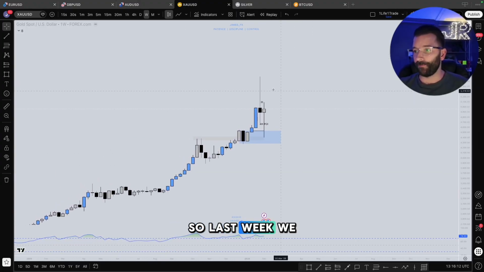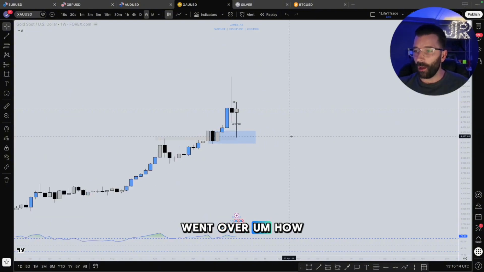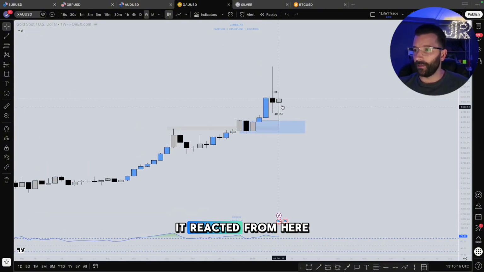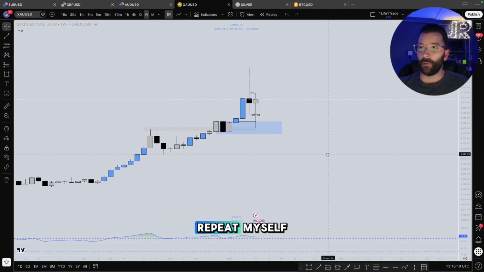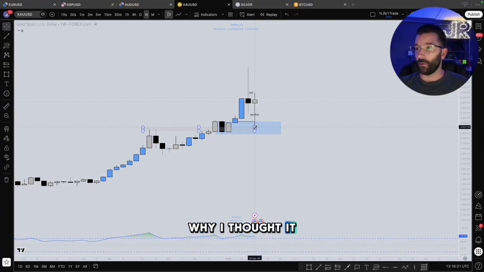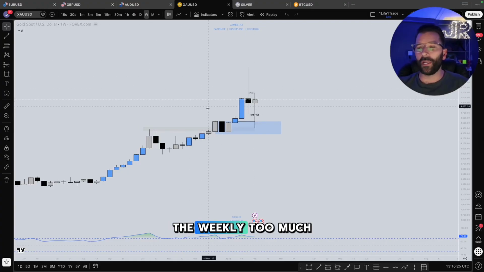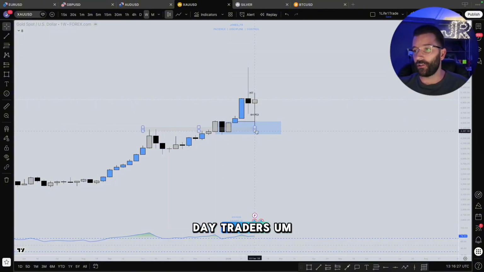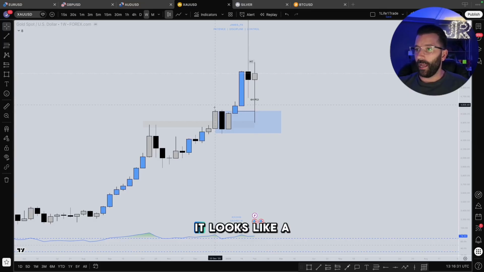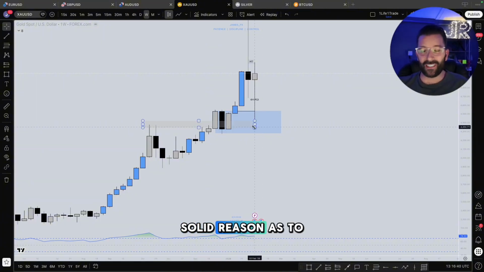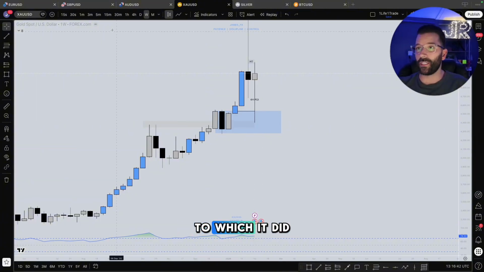Anyway, last week we went over how it reacted from here, and I'm going to quickly repeat myself. So how I got my reaction, why I thought it was going to react from here, which it did, is I went onto the weekly. I don't really go to the weekly too much where we're intraday traders, day traders, but as you can see straight away, it looks like a decisional. There's an imbalance here, a decisional, higher time frame break and retest, so it just gives a good solid reason as to why it might react, to which it did.